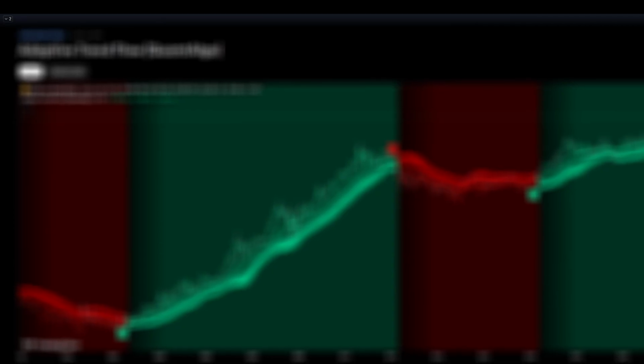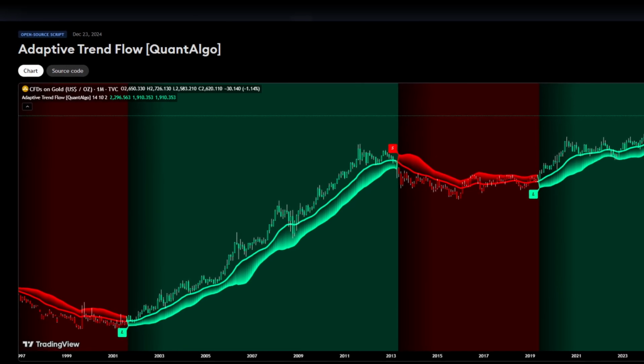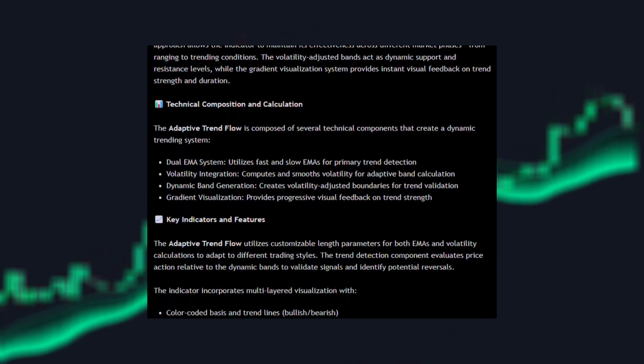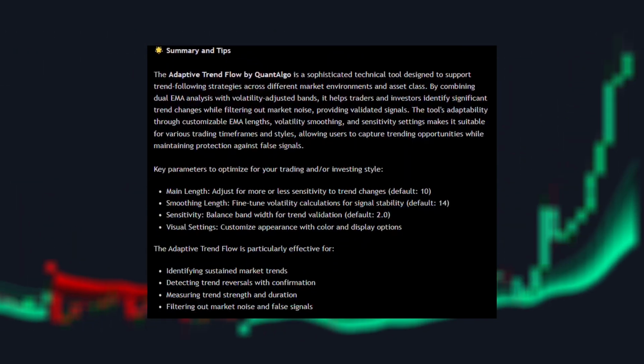Alright, let's talk about the free contender in this battle, the Adaptive Trend Flow indicator by Quant Algo. It's completely free to use on Tradingview, but don't let that fool you. This thing is packed with high-tech features that even some paid indicators can't match.